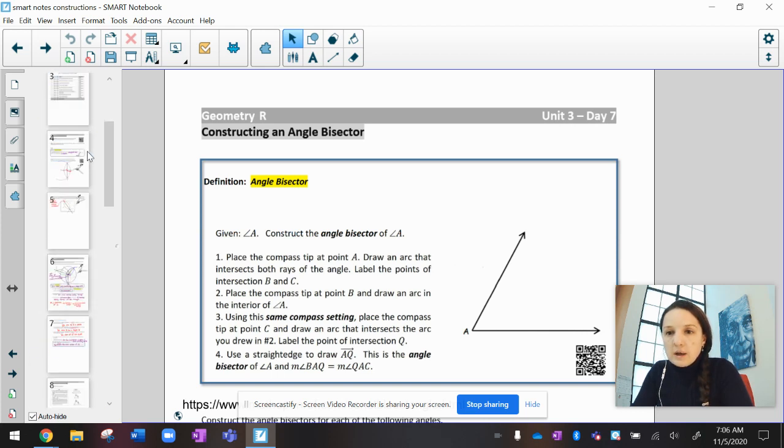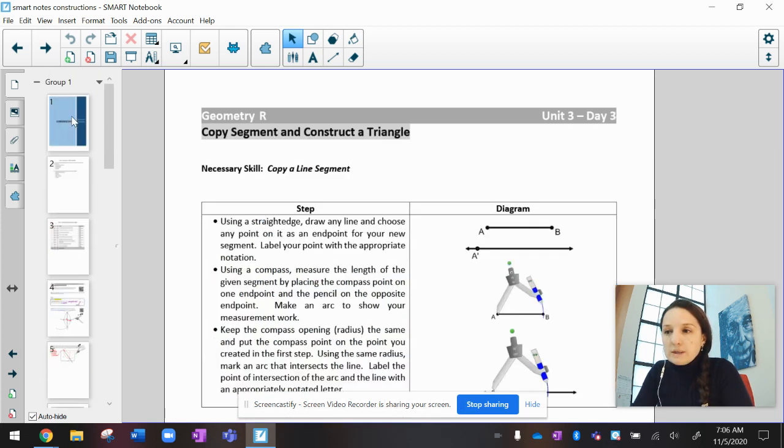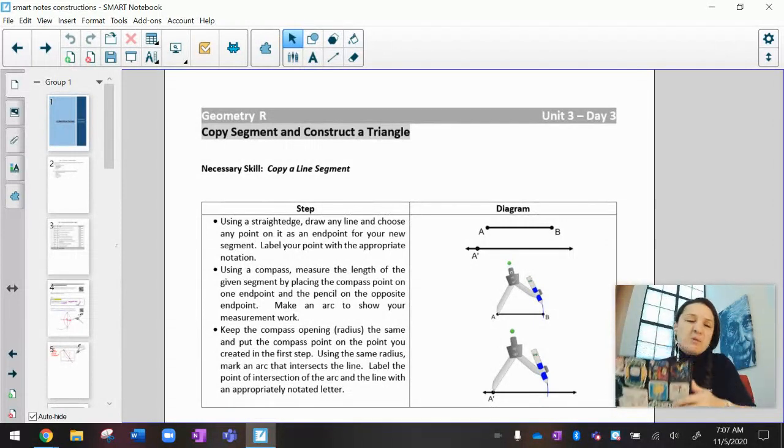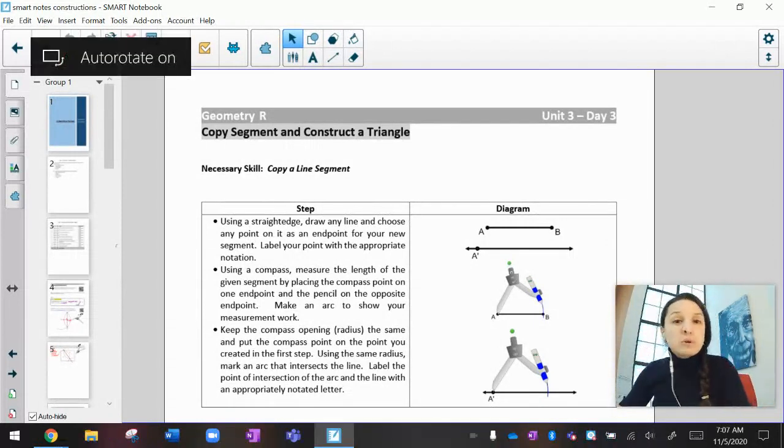Hello, friends. Today we are going to continue our work on constructions, and we are going to work on copying a segment and constructing a triangle. And I'm going to give you a heads up. We are actually going to do 2 days of notes in this one lesson here. We're going to do both day 3 and day 4. So get ready for a really not so wild ride through constructions.